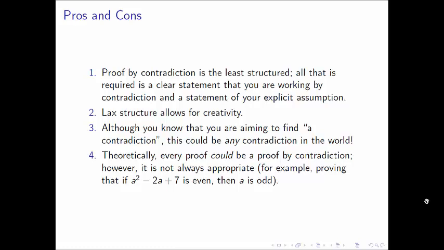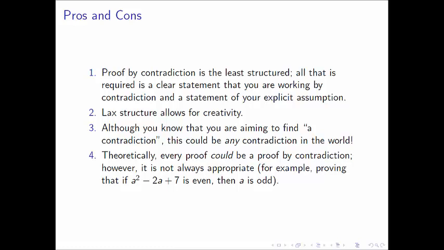So if you'd like to see an example of this, a time where proof by contradiction works but makes a proof harder than it really needs to be, you could take a look at the statement, if a squared minus 2a plus 7 is even, then a is odd. This is really something that is a lot easier to prove directly via its contrapositive. It's doable by proof by contradiction, but the proof will be a little bit messier than if you would prove it by contrapositive instead.